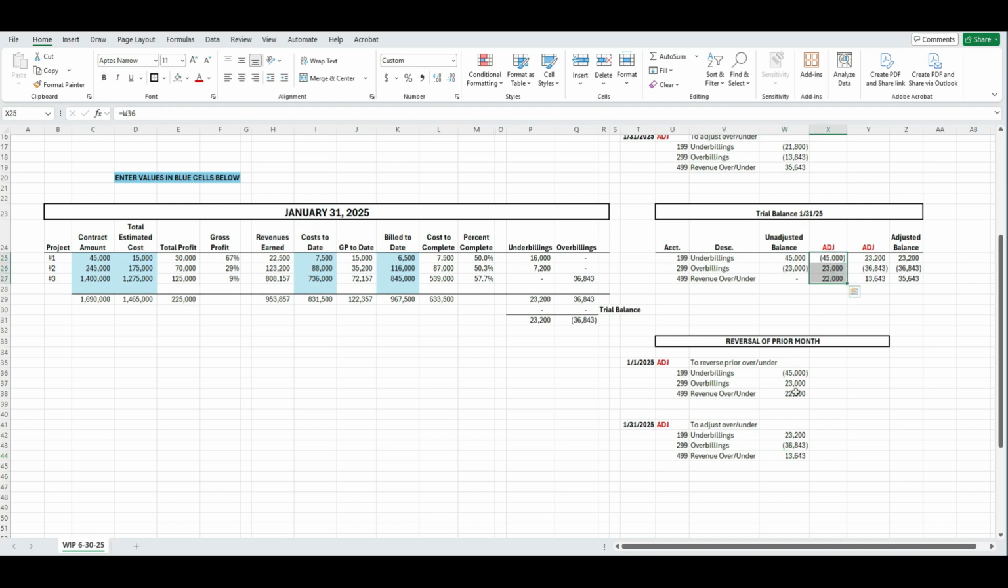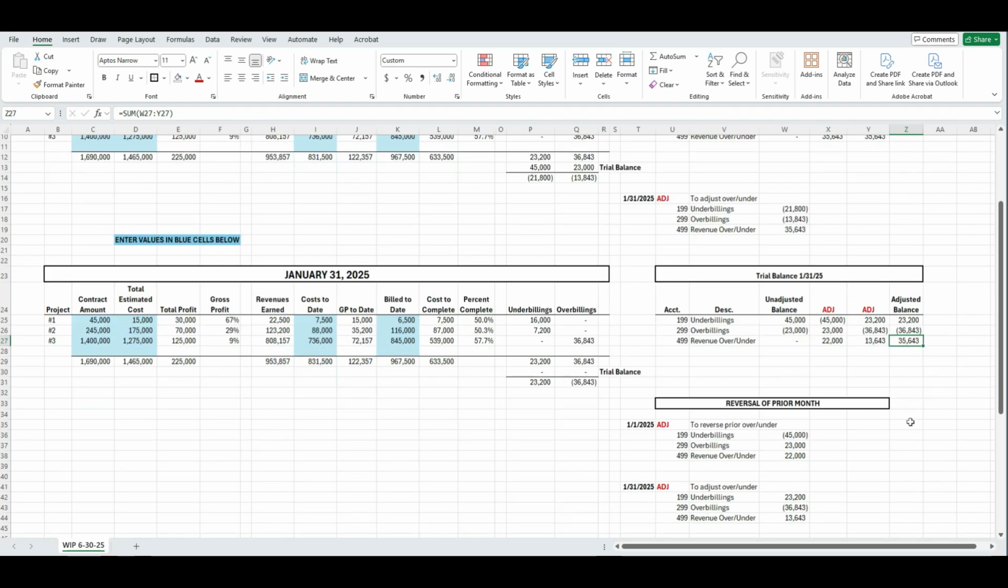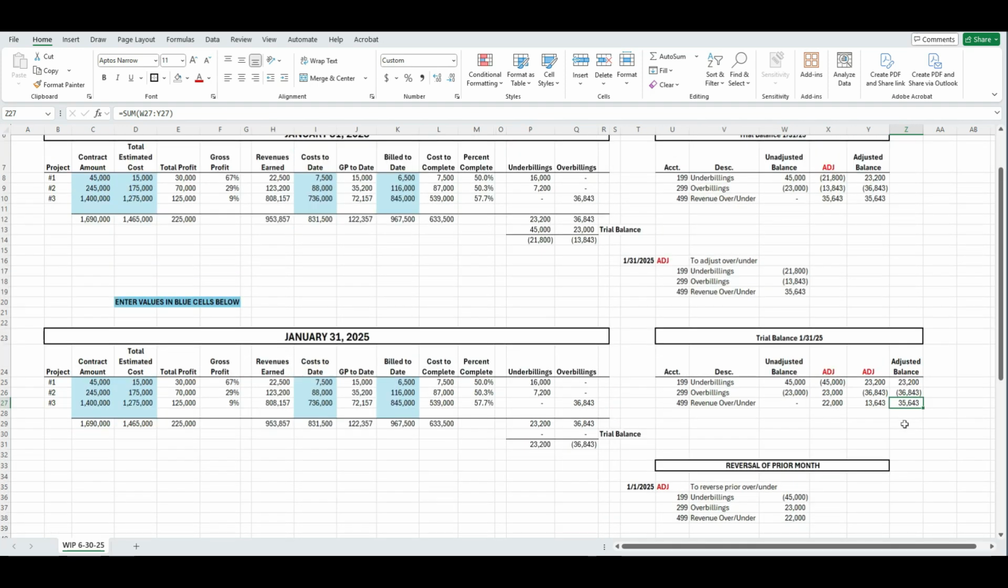Now, when we incorporate both journal entries, which I've done here, I've got the first journal entry here that credit 45,000 on down the line, and then this is the next set of journal entries to record the current month WIP. This is a sum of all the journal entries I made. You'll notice that it's the exact same thing as if we didn't reverse out any existing balances. Underbillings is 23,200, overbillings is 36,843, and this revenue over under account is a debit of 35,643. So no matter what approach you take, you'll end up with the same answer.